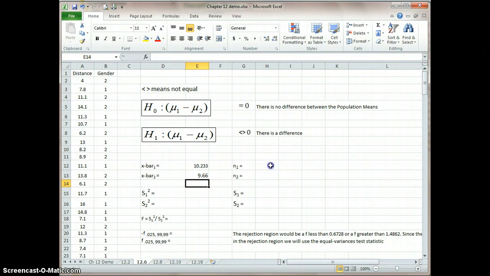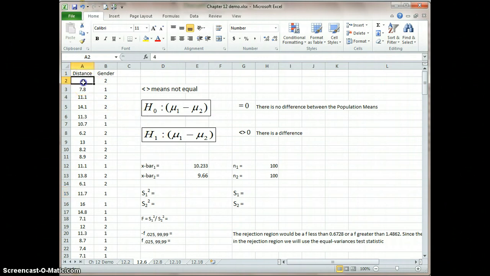Now in the case of both N1 and N2, there's 100 for both of those. And now we're called on to calculate the S sub 1 squared, the variance. And that's going to be a little trickier based on how this is set up.